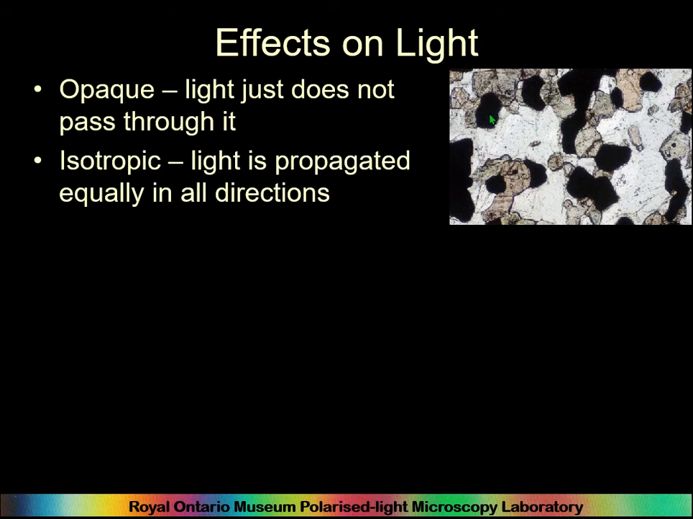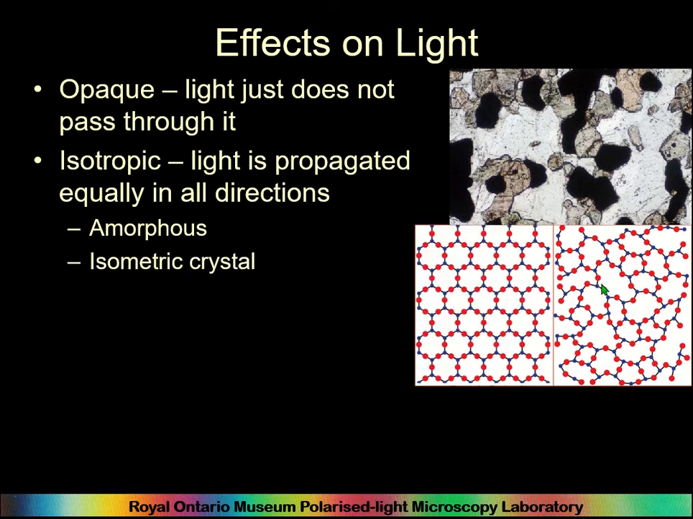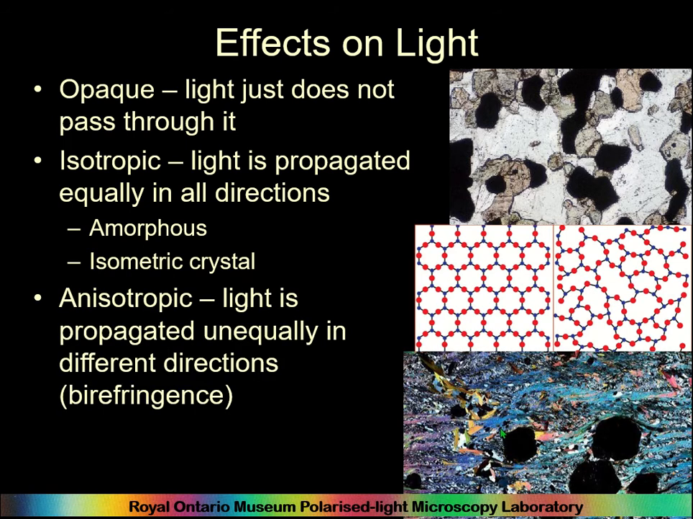Isotropic things is light propagated equally in all directions, which could be because it's amorphous, like a glass, including a volcanic glass, or because it's an isometric crystal. And you have anisotropic materials. Light is propagated unequally in different directions, also called birefringence, and so that forms all these psychedelic colors.